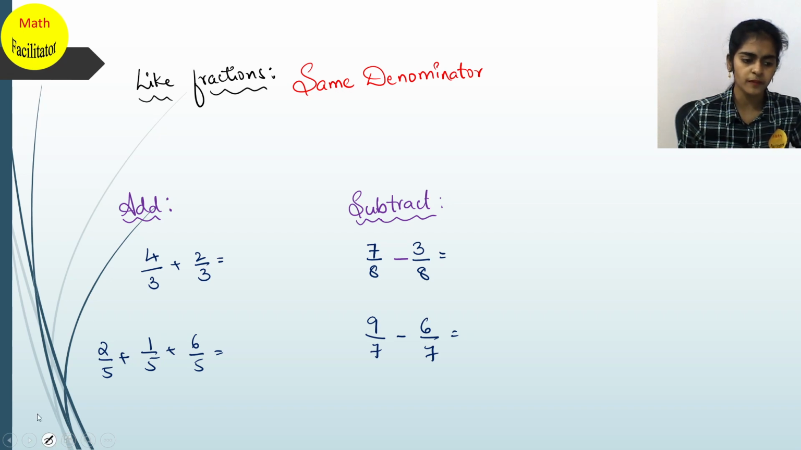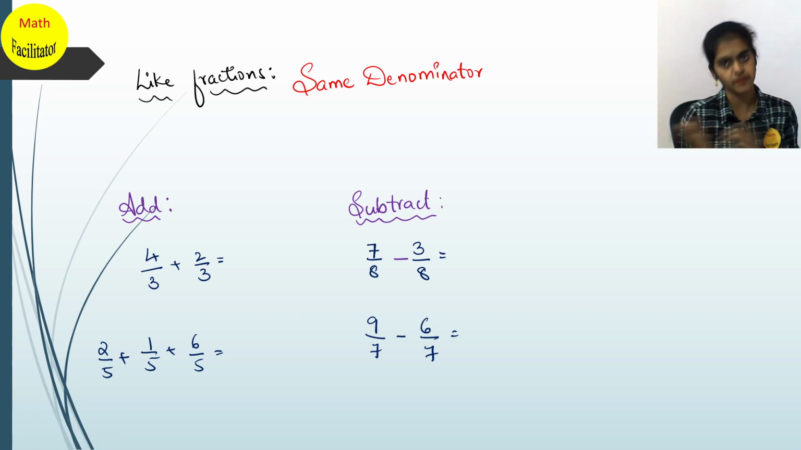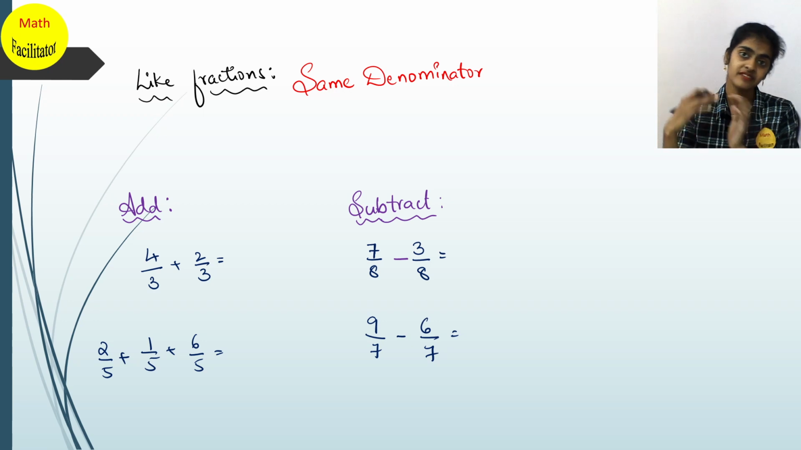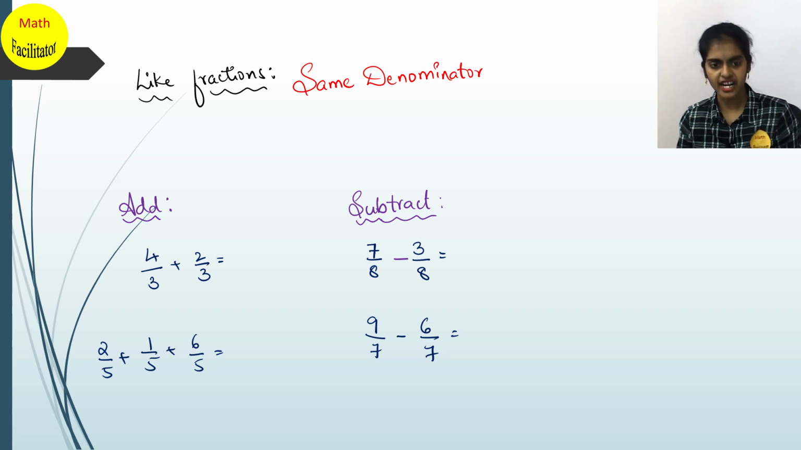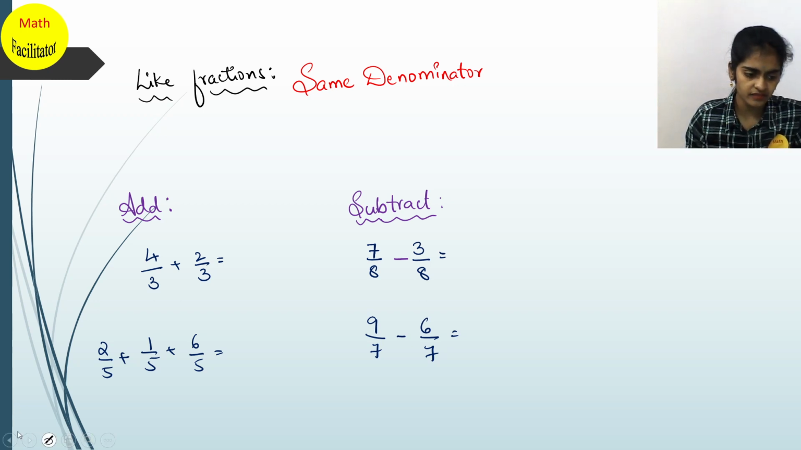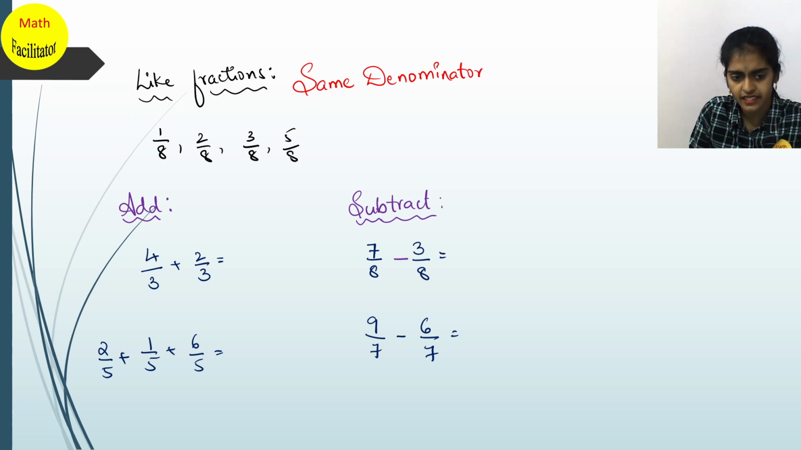So now the problem comes in addition of fractions, subtraction of fractions, and most importantly for unlike fractions. Before telling that, I'll just clear the concept of like fractions. If you know this, the next part will be easy for you. So what is a like fraction? Like fractions have the same denominators. For example, 1 by 8, 2 by 8, 3 by 8, 5 by 8. All these are like fractions. Why? Because the denominator is the same. Denominator is 8.